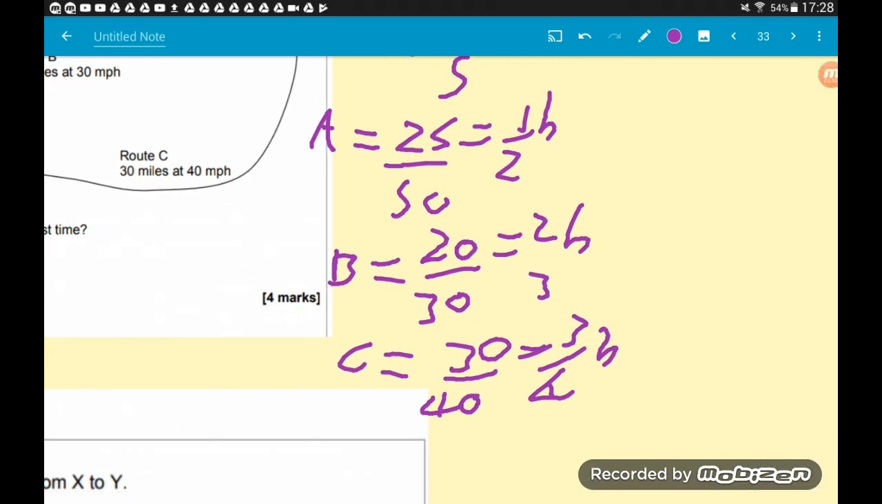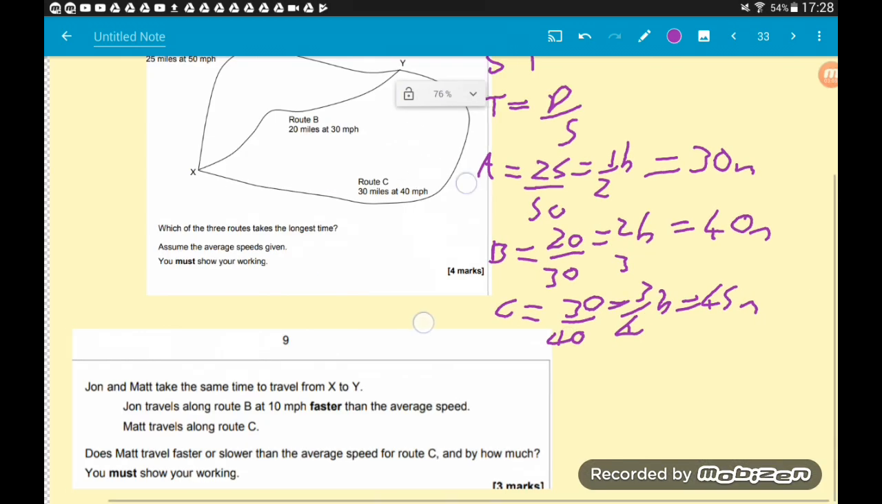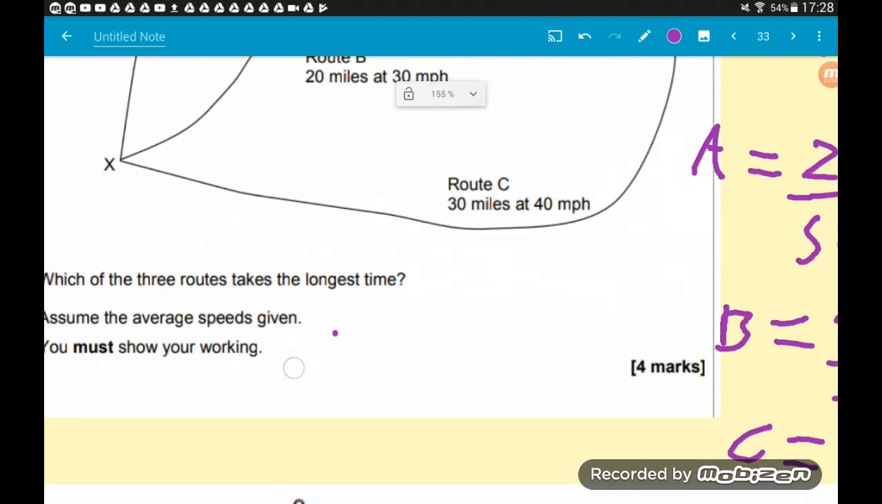Might make it easier if we convert those into minutes. So half an hour is 30 minutes. 2/3 of an hour, well, 1/3 is 1/3 of 60, which is 20. 2 times that then is 40 minutes. And 3/4 of an hour is 45 minutes. So the answer to the first bit, route C, takes the longest time.